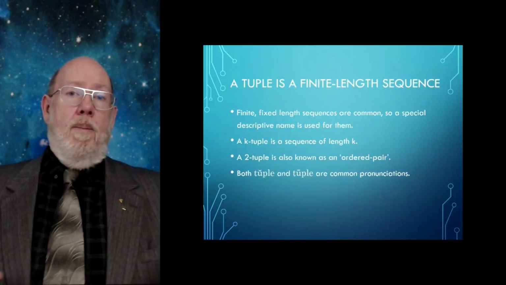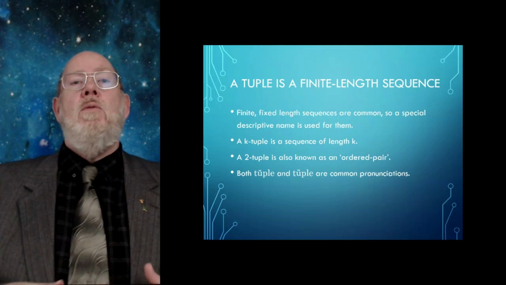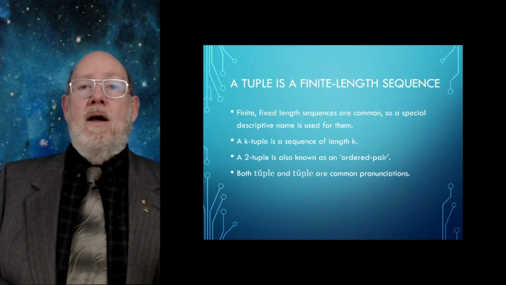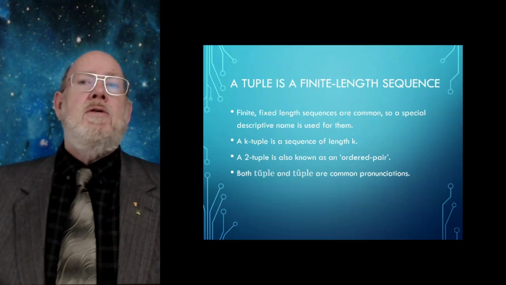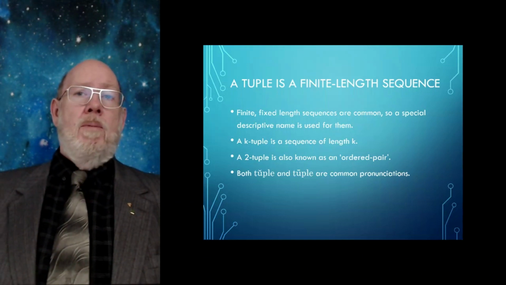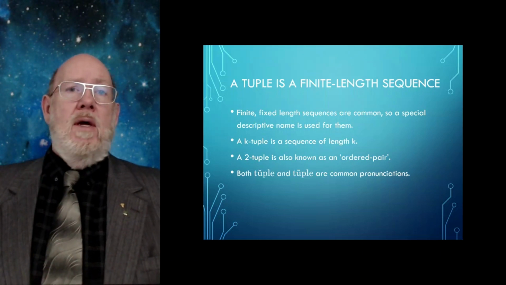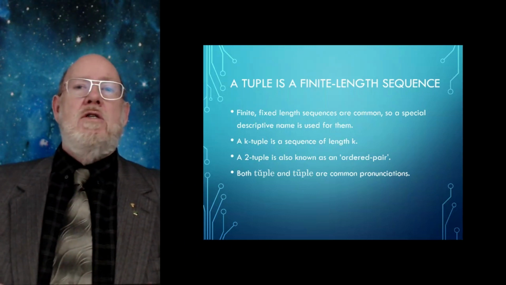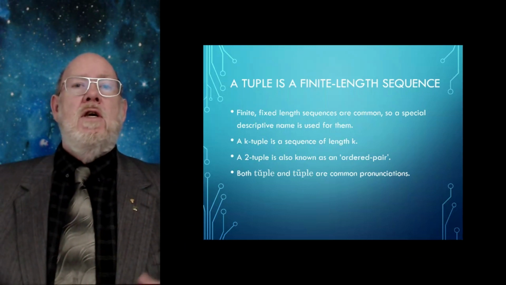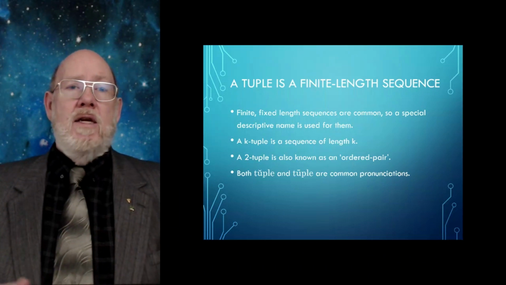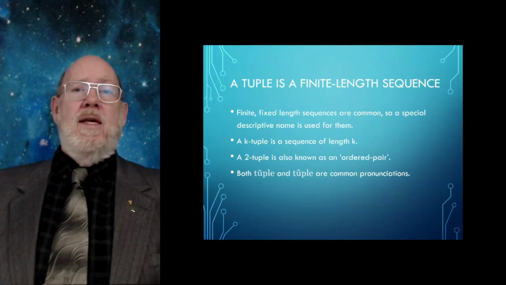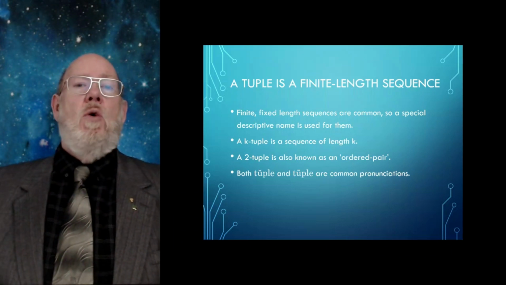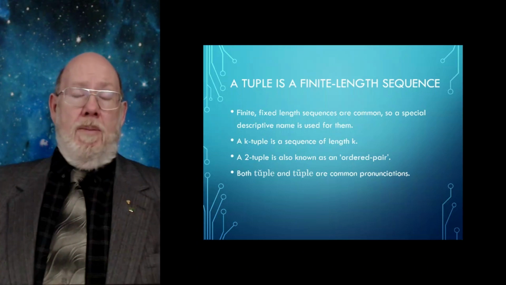We'll hear the word tuple a lot. And a tuple is nothing more than a finite length sequence. A k-tuple is nothing more than a sequence having a length of k. Two tuples are so common that we often just use the term ordered pair to indicate them. Now you will hear both "tuple" and "tuple" used in practice, and there's no distinction between them. It's just different preferences for how to pronounce the word. I tend to prefer "tuple", not only because I think that that is how the normal rules of English would pronounce the word, but because I think of its origins as coming from the word multiple.